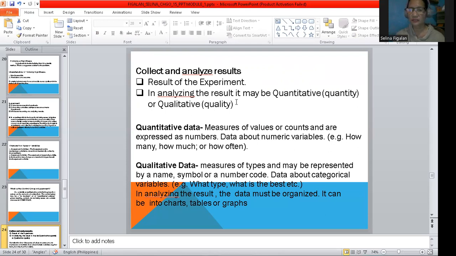In analyzing, the result may be either quantitative, which means numerical data, meron kayong mga numbers na ginagawa doon, or qualitative, quality, more on walang numerical data na ginamit. So ito na yun siya. Okay? Qualitative is that may be represented by the name, symbol, or a number code. So code lang ang ginagamit, mga symbols. Okay? Data about category. So wala pa akong nagamit na qualitative data. Okay? So mas malawak yung pag-unawa ko about the quantitative data. Ito yung gusto ko malaman.